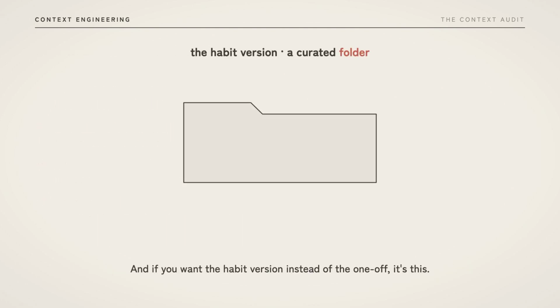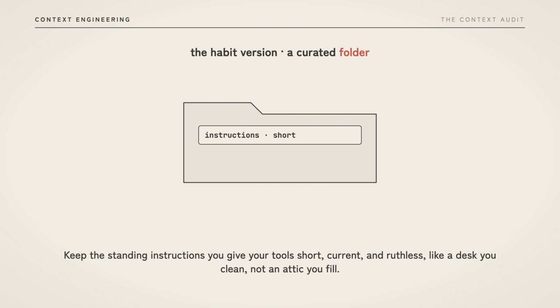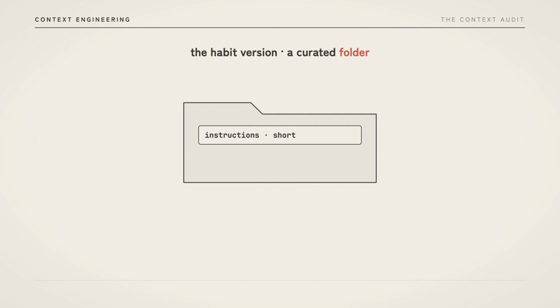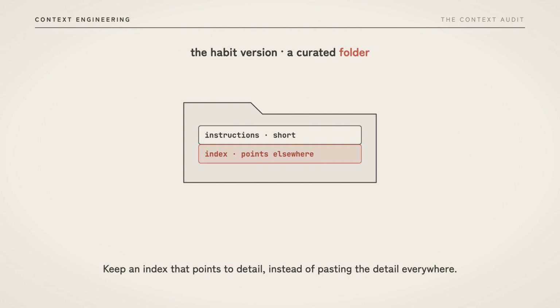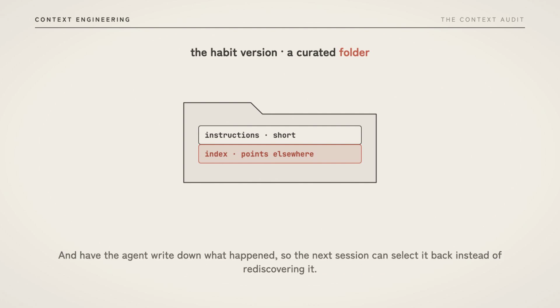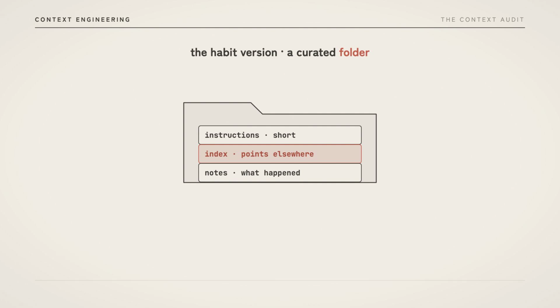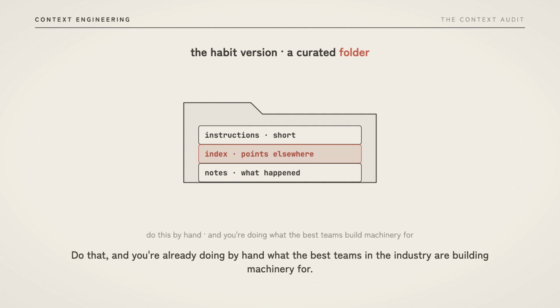And if you want the habit version instead of the one-off, it's this. Keep the standing instructions you give your tools short, current, and ruthless, like a desk you clean, not an attic you fill. Keep an index that points to detail instead of pasting the detail everywhere. And have the agent write down what happened, so the next session can select it back instead of rediscovering it. Do that, and you are already doing by hand what the best teams in the industry are building machinery for.